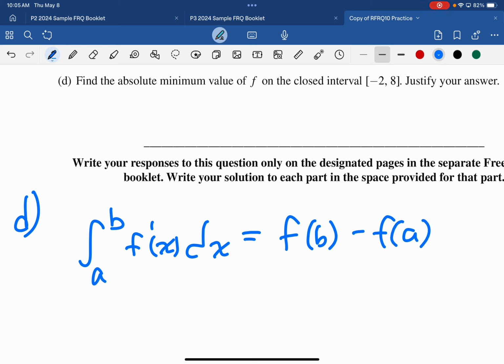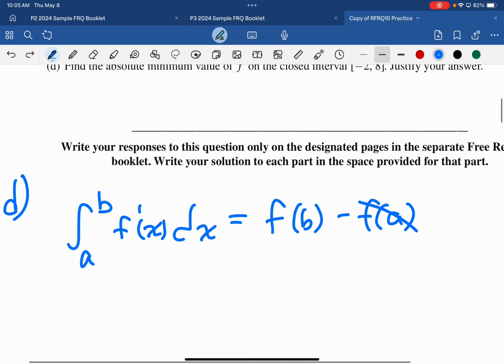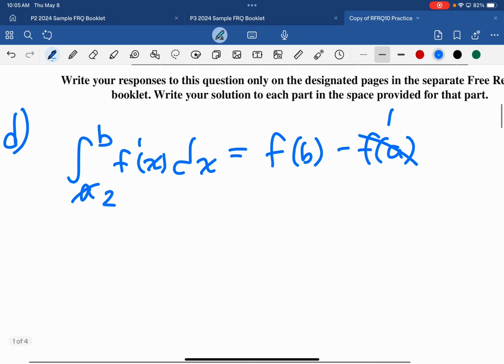Now, what's the point we do know of f? I want to take this out and put 2. Wait, does it equal 2? No, it equals 1. And I want to take this out and put 2 right there. If we know that x is 2, we know the y value is 1. Everybody cool?